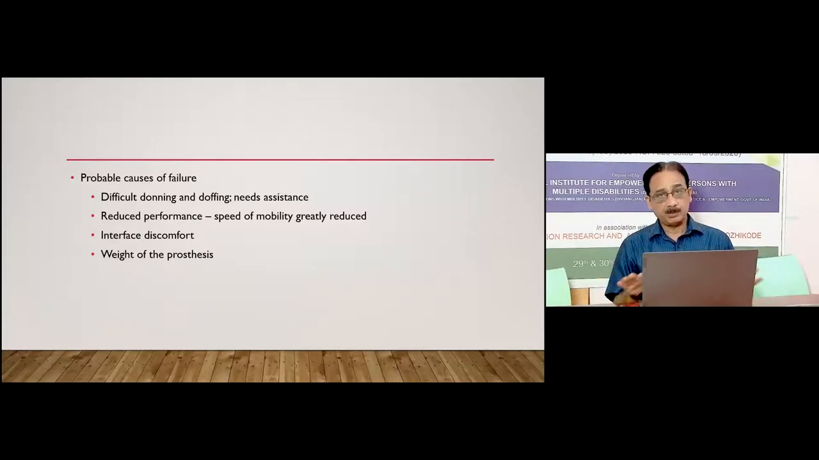Without the artificial limb, the patient was moving very fast, even though he was crawling, semi-crawling. He was moving very fast. But after the prosthesis, he became very slow in ambulation. And there is a lot of discomfort over the interface, that is the socket-skin interface. So he was getting pain and irritation and all those things.